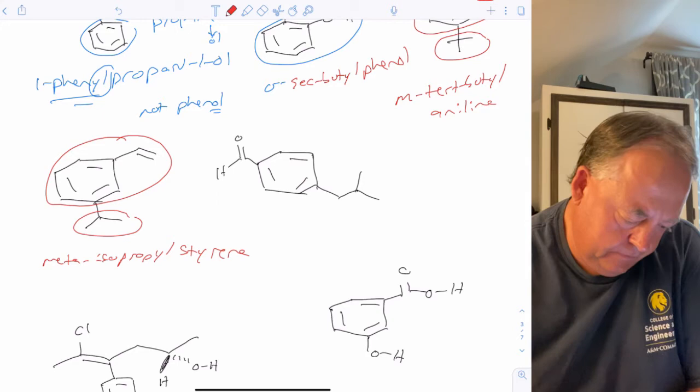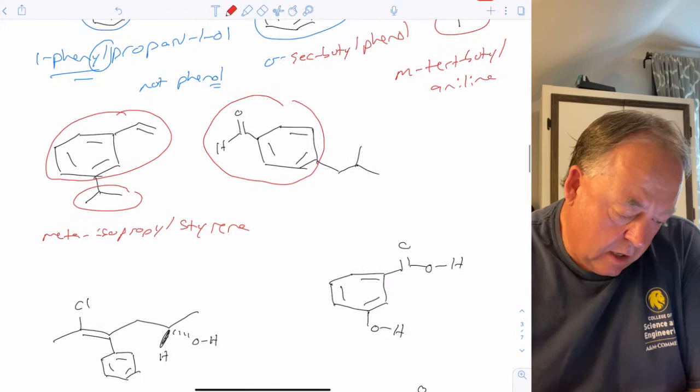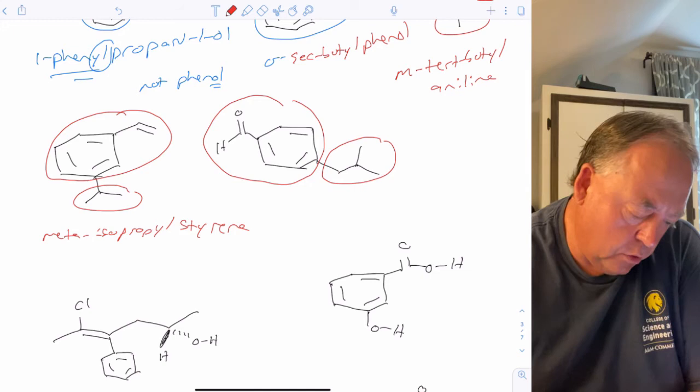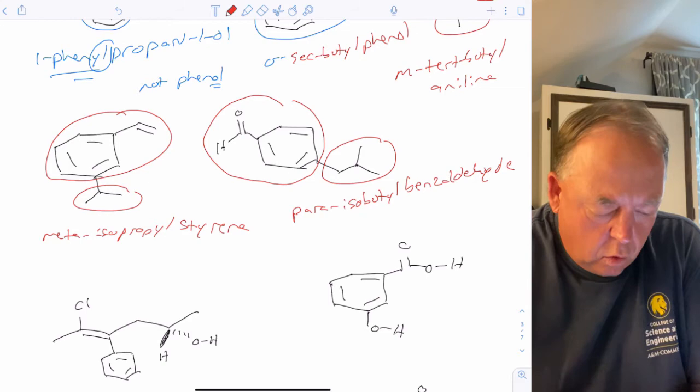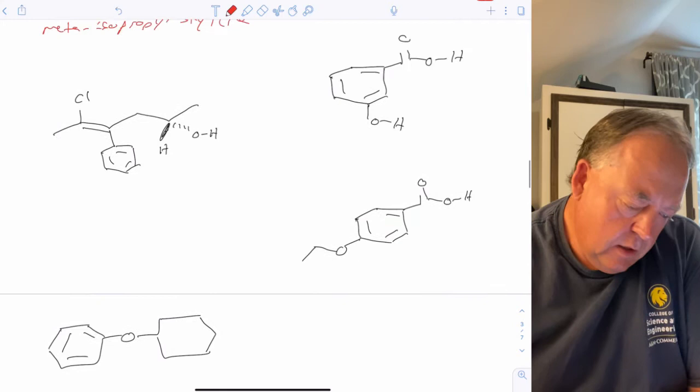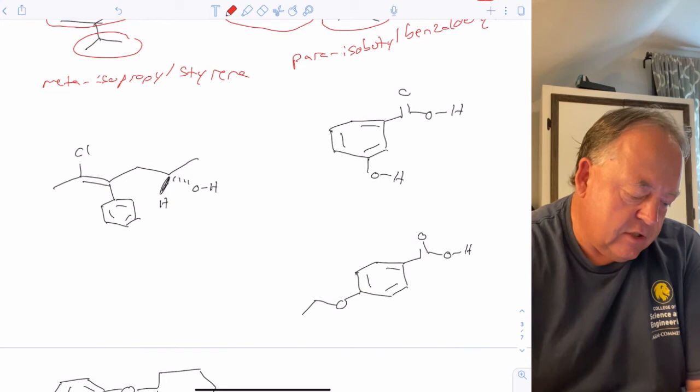And this last one would be benzaldehyde, and if you remember what this is called, that is the isobutyl group. So that would be para-isobutyl benzaldehyde, or 4-isobutylbenzaldehyde, or p-isobutylbenzaldehyde. Okay, a few more to go. Just to throw in some other concepts and remind you of some concepts from Organic Chemistry 1.